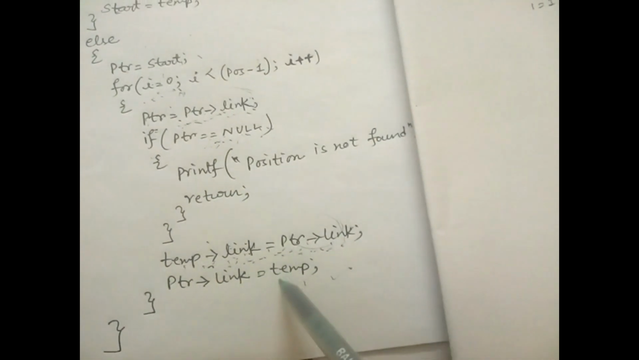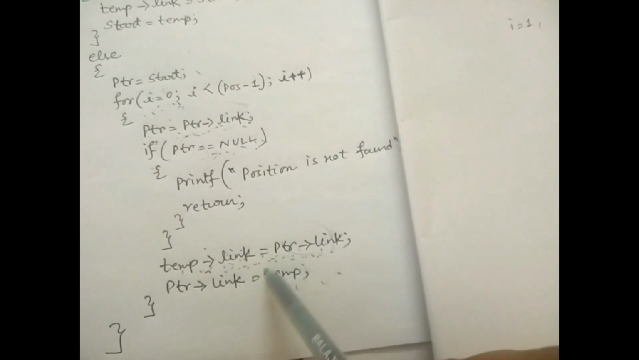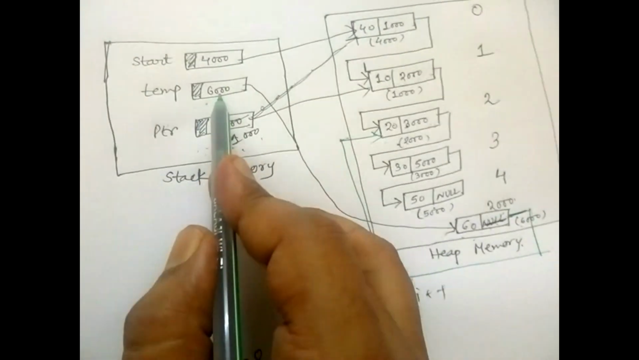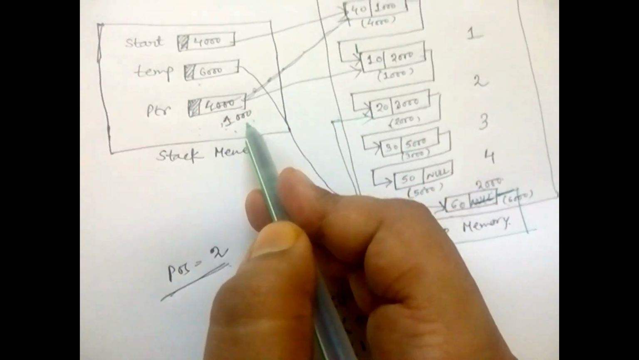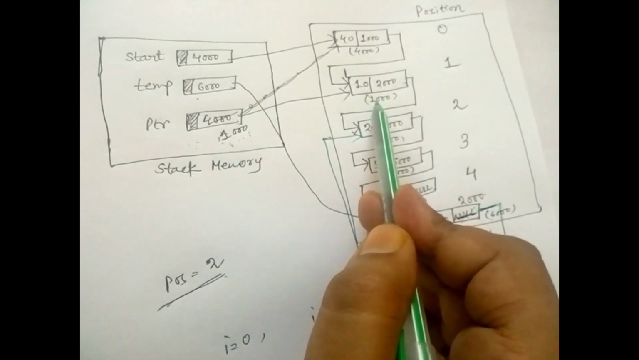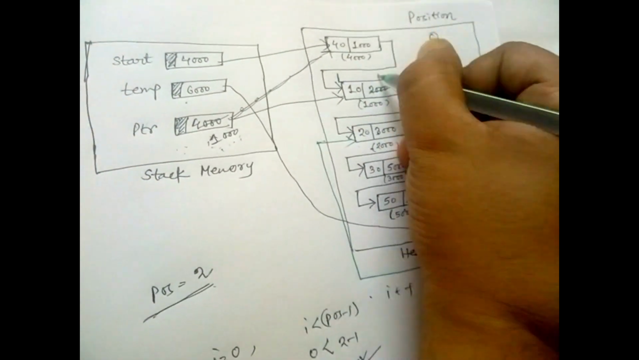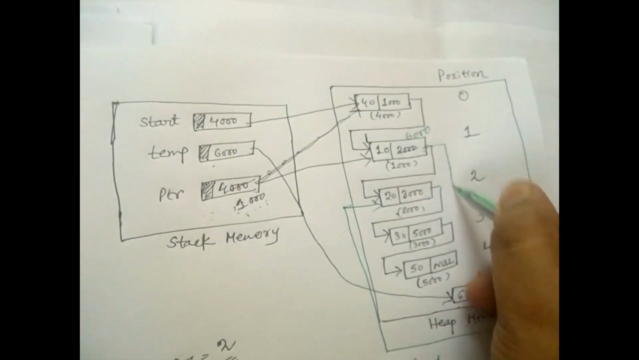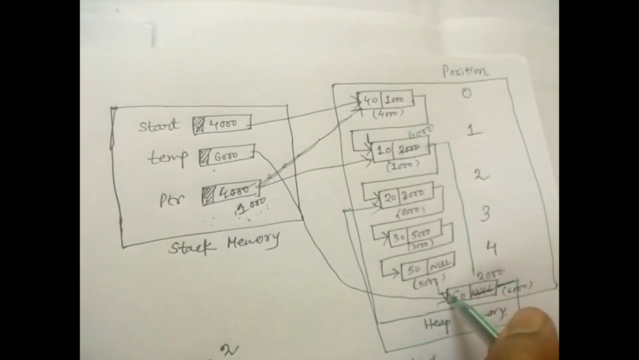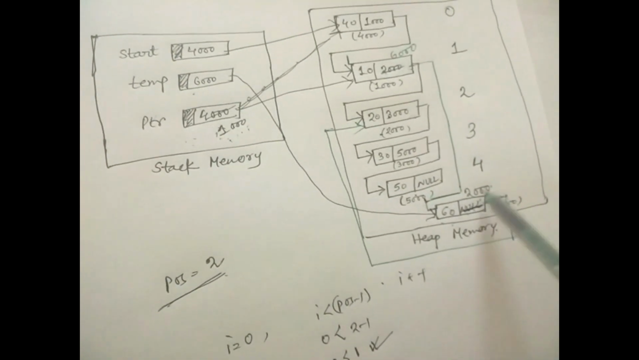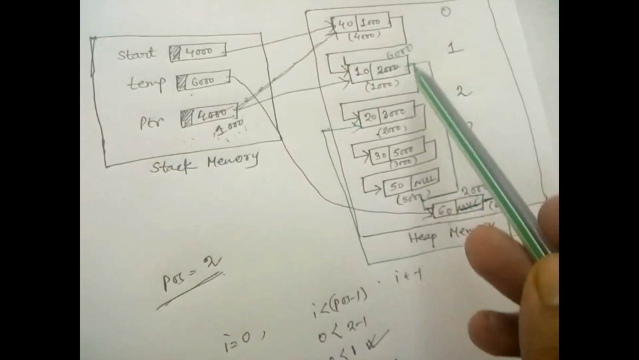Now PTR arrow link equal to temp, so that means the value of temp is assigned into PTR arrow link. The value of temp is 6000. It is assigned into ptr arrow link. Ptr is 1000, that means ptr points to this node. Now ptr arrow link is 6000. That means it points to this node. Clear? In this way, a node is inserted at the second position of the list.